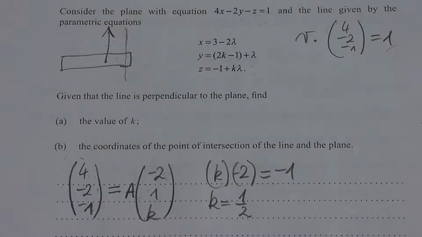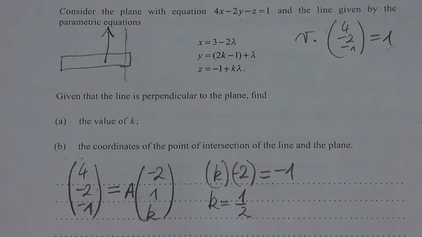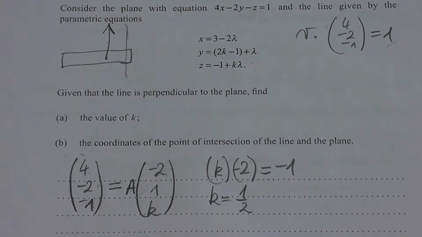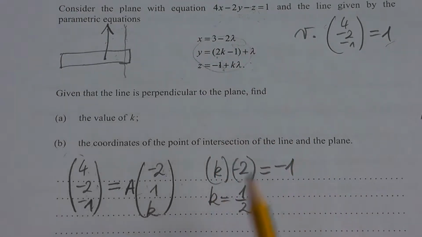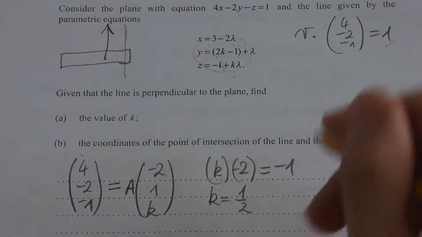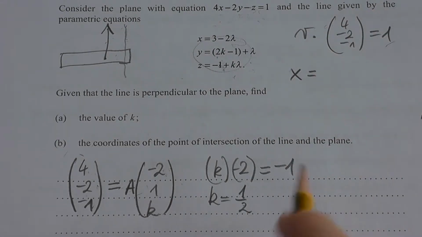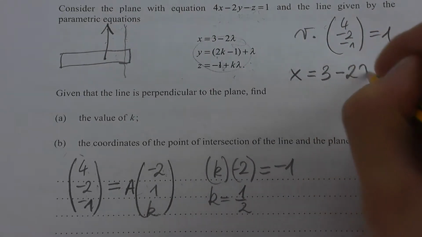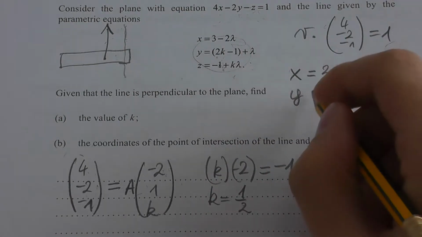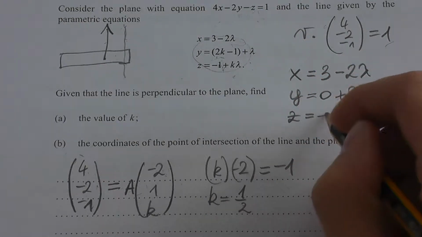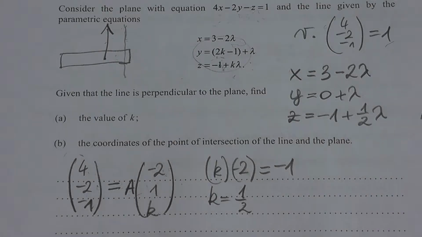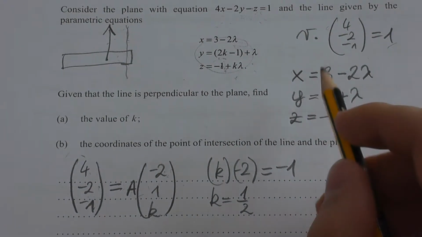Next thing we're asked to do is to find the coordinates of the point of intersection of the line and the plane. And this we're going to do again using these two equations. And what we need to do first is simply take what we're given in terms of k and sub k inside to see what the line actually looks like. And when we do that, we get that x is equal to 3 minus 2 lambda. That of course hasn't changed. From this we get y is equal to 0 plus lambda, and z is equal to minus 1 plus a half lambda. This is our line.